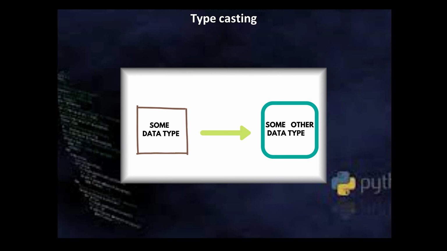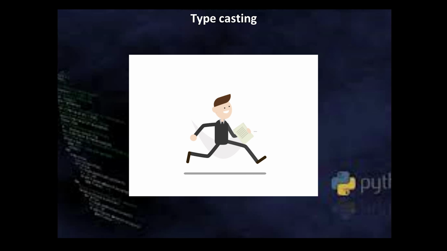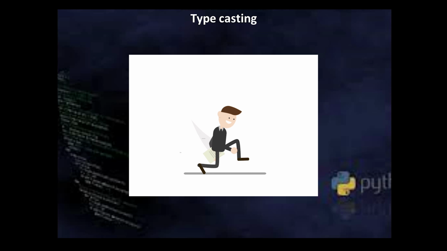Typecasting means conversion of value from one data type to another data type. Casting can be done implicitly as well as explicitly. Implicit casting means casting which is done by the interpreter as needed, meaning the programmer doesn't have to do that casting. But when the casting is done by the programmer, then we'll say it is explicit casting.